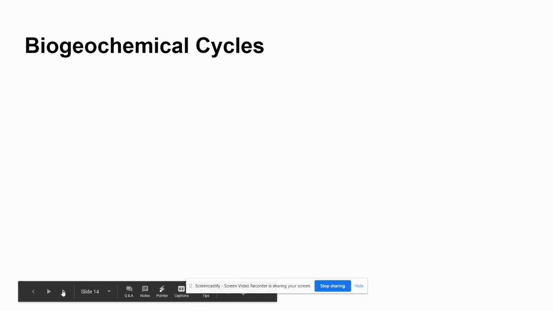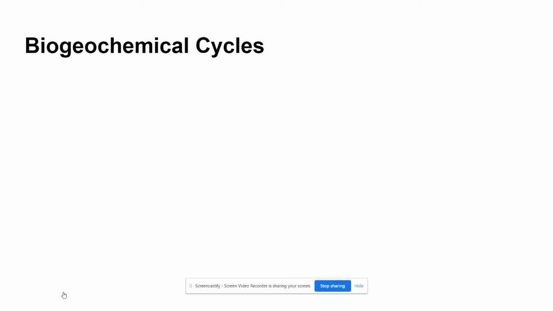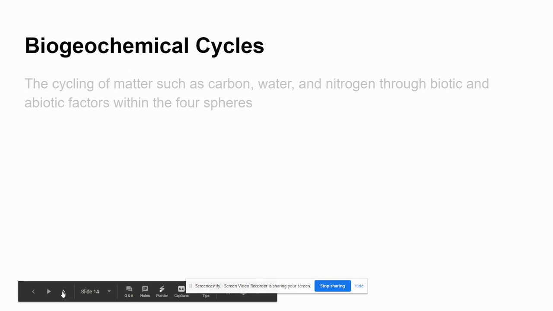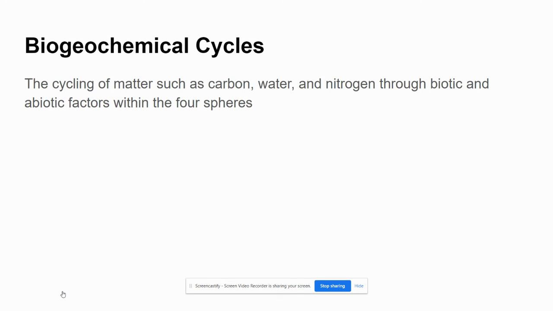So this concludes the first part, that is the general form of the carbon cycle. Now we are going to talk about the second part, that is the biogeochemical cycles involved in this carbon cycle. So as you know, what does this word mean, biogeochemical? As you can see, it's a cycle. The cycling of matter such as carbon, water, and nitrogen through biotic, that is living, and abiotic, that is non-living, like wind and water, within the biosphere is the biogeochemical cycle. Bio means living, geo means earth, and chemical means all the elements.